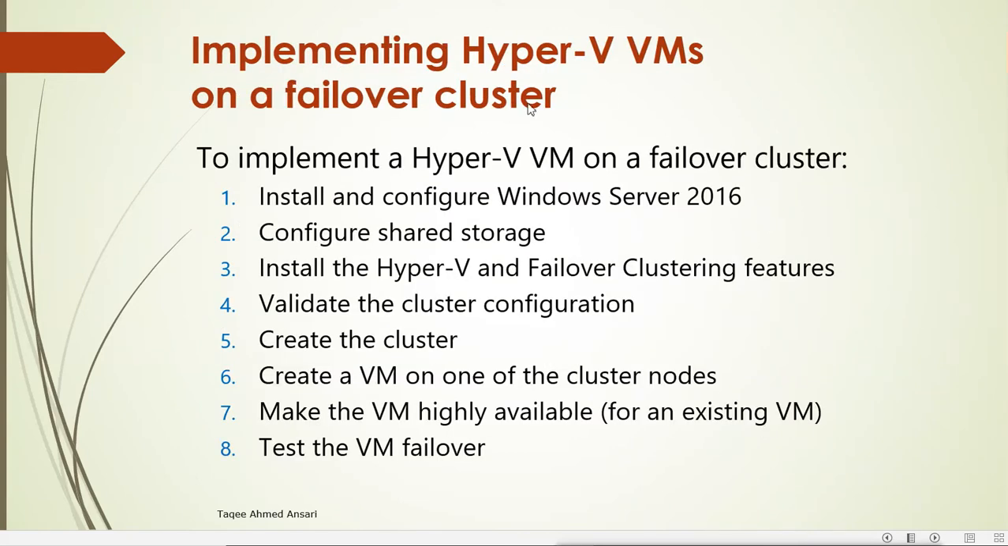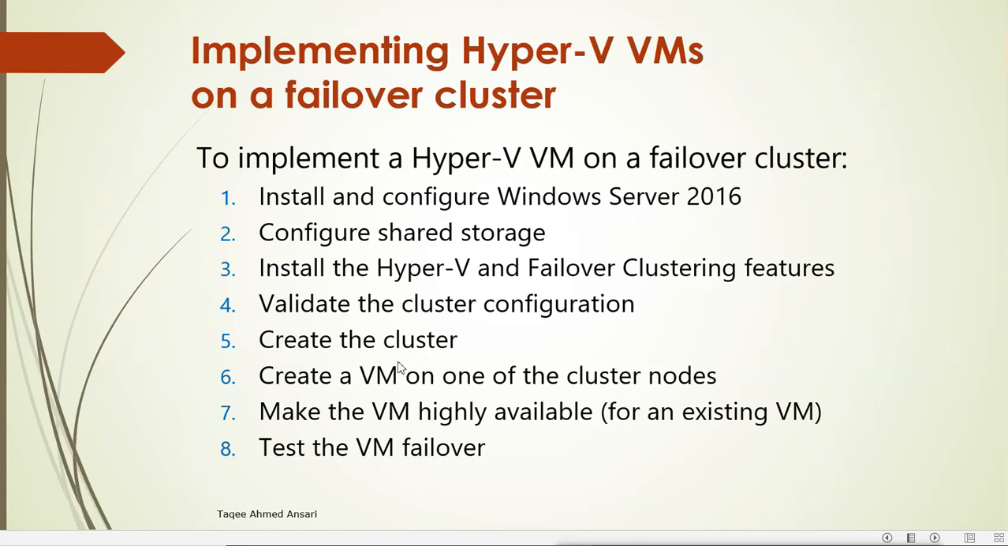Then implementing the Hyper-V VMs on a failover cluster. These are the steps we have to do. First, install and configure Windows Server 2016, configure the shared storage for them, then install the Hyper-V and Failover Clustering features on all the nodes we are using in the cluster. Then validate the configuration, and when we see there is no problem or error, we can go on to create the cluster. After creating the cluster, we can create a virtual machine on one of the cluster nodes.